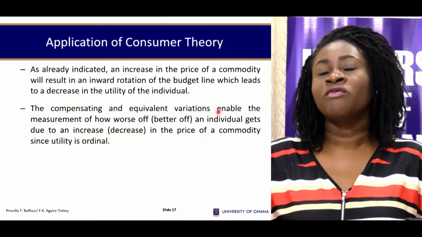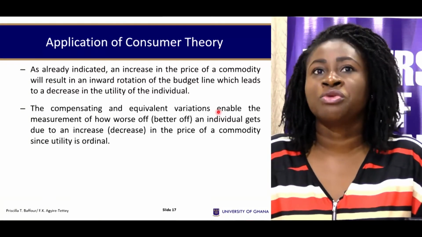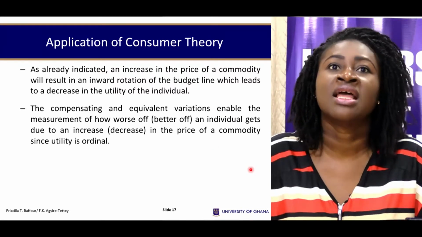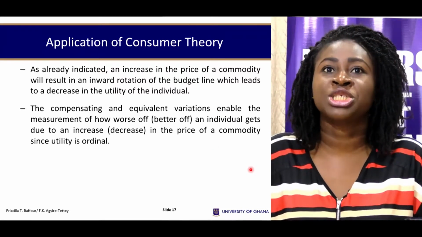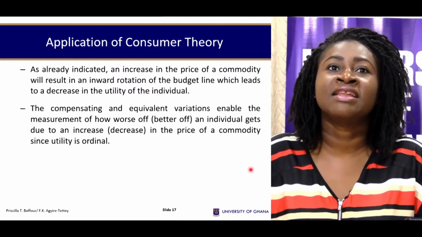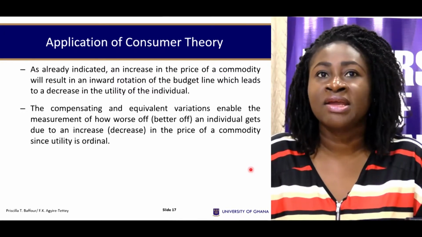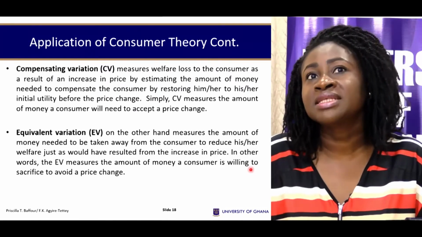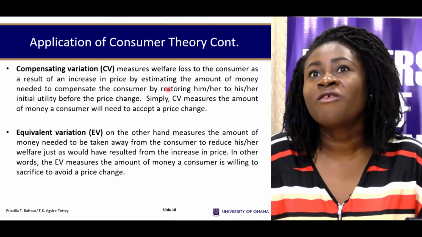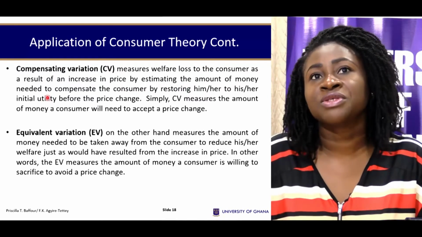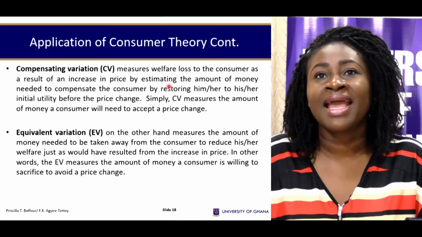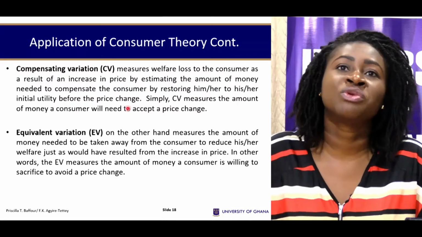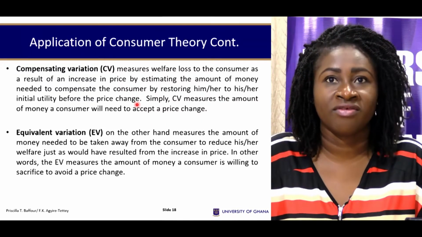So now we move on to the application of consumer theory, and here we are looking at compensating and equivalent variations. This enables us to measure how worse off an individual gets due to an increase in the price of the commodity, right? So for compensating variation, we measure the welfare loss to the consumer as a result of an increase in the price by estimating how much we need to compensate the consumer to restore him or her to the original level, right?